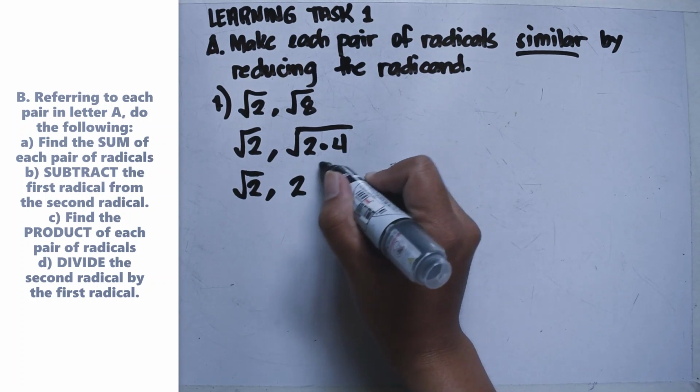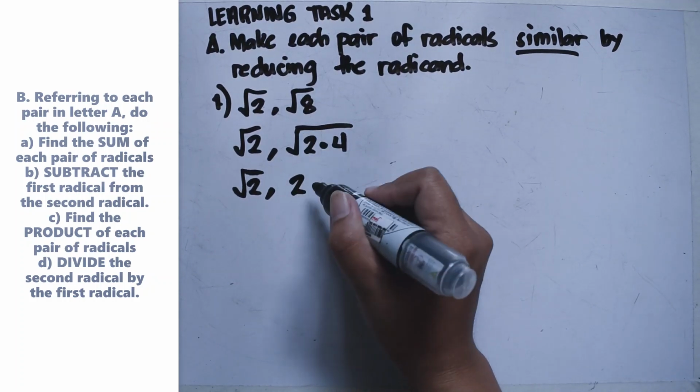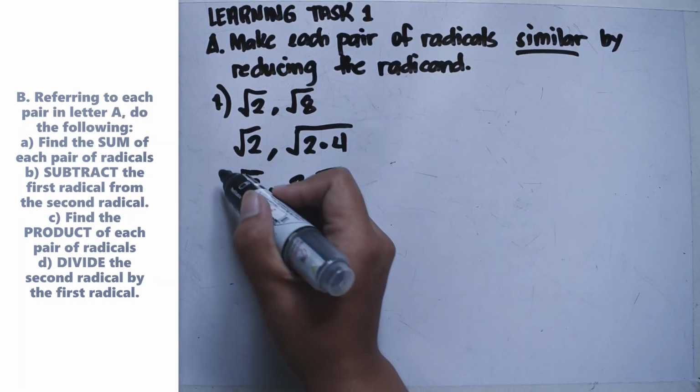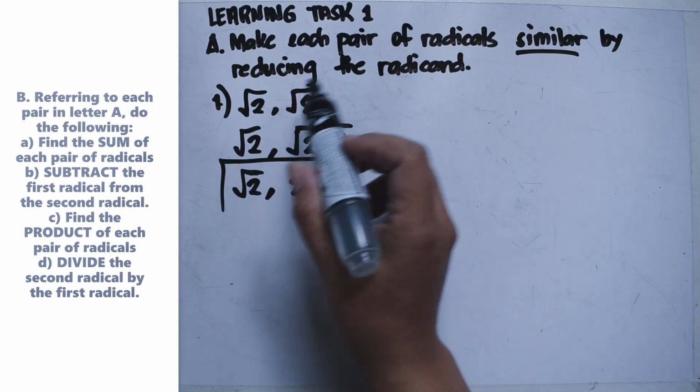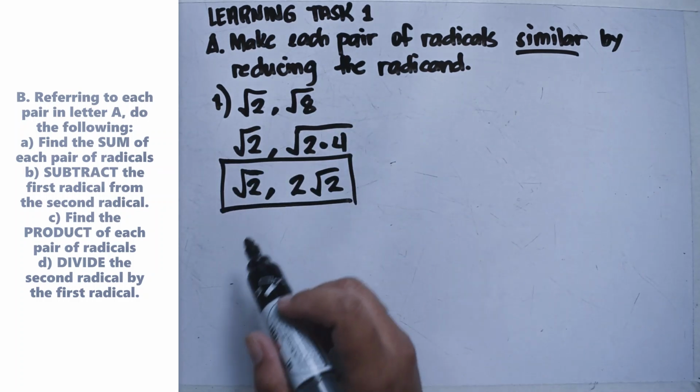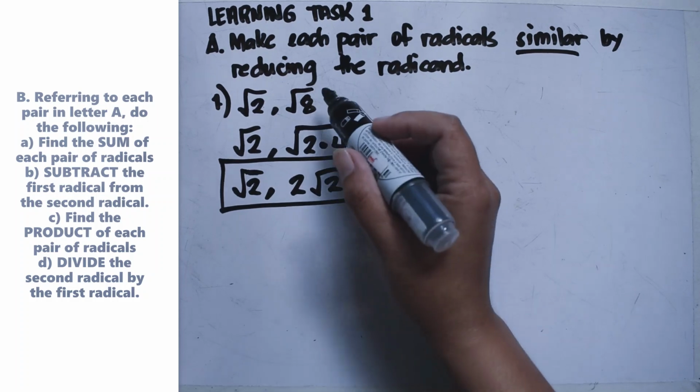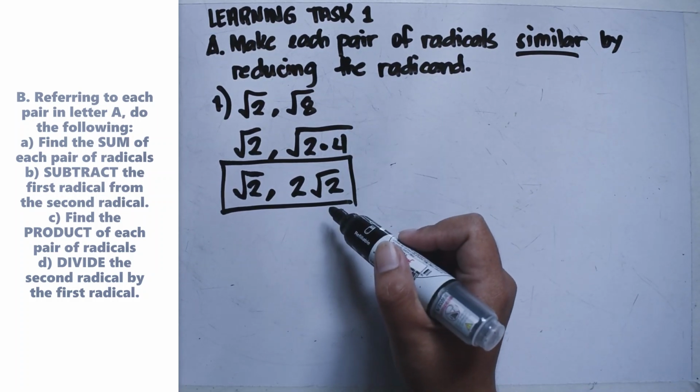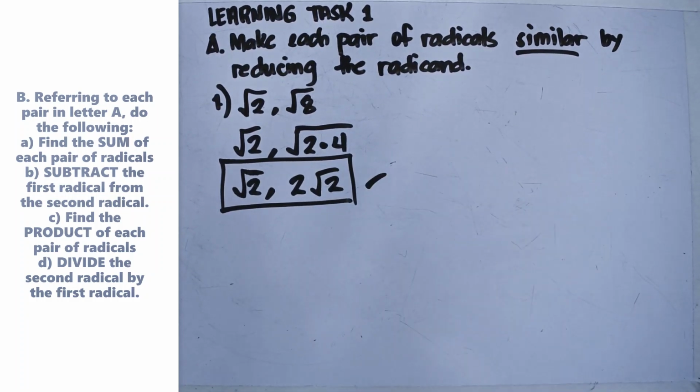Tama? So, pag nilabas ko si 4 doon, 2. And then, ano mangyayari kay 2 doon sa loob? Syempre, mananatili po siya sa loob. So, eto na po yung nakuha nating similar radicals. We have square root of 2, and then yung isa from square root of 8, naging 2 square root of 2. So, therefore, similar radicals na po sila. Nakuha. Now, kapag similar radicals na, pwede na natin umpisahan kuhanin yung letter B sa ating module, yung letters A to D.